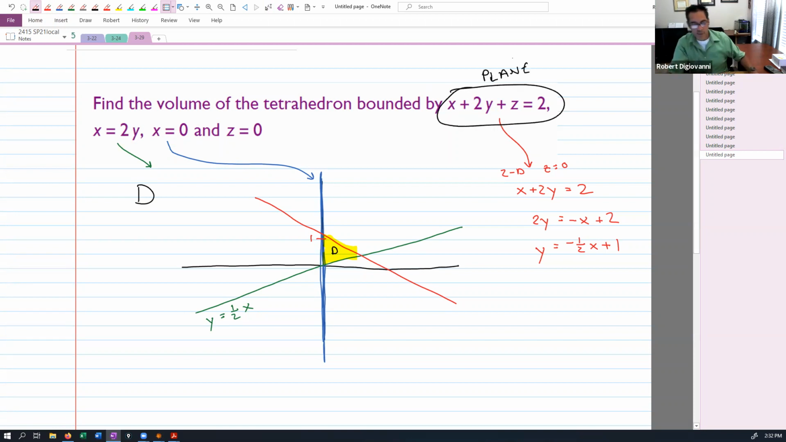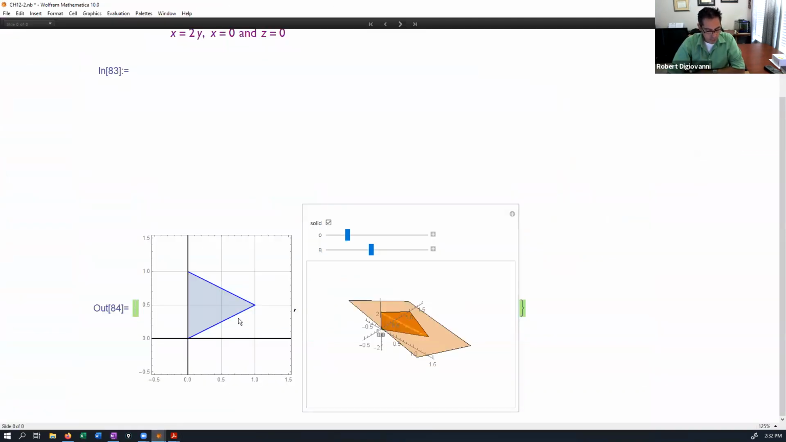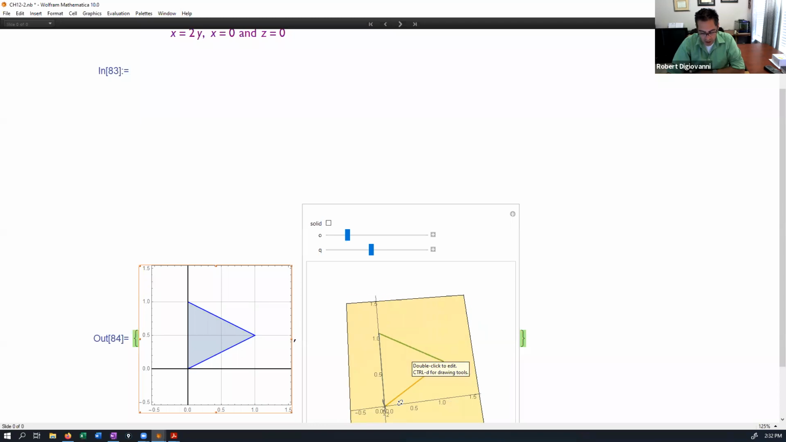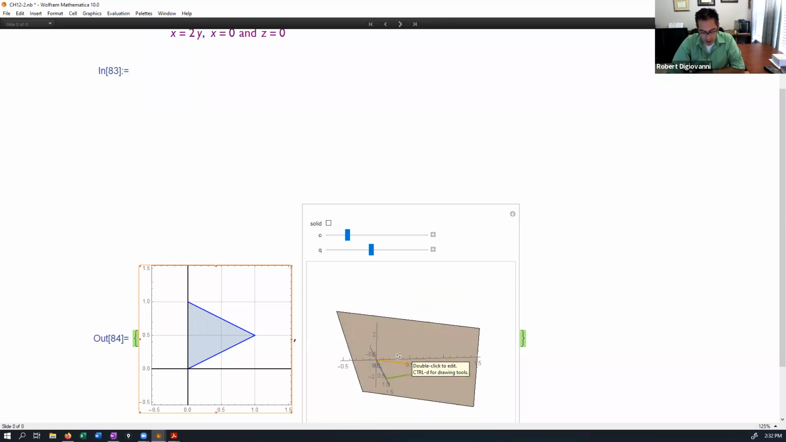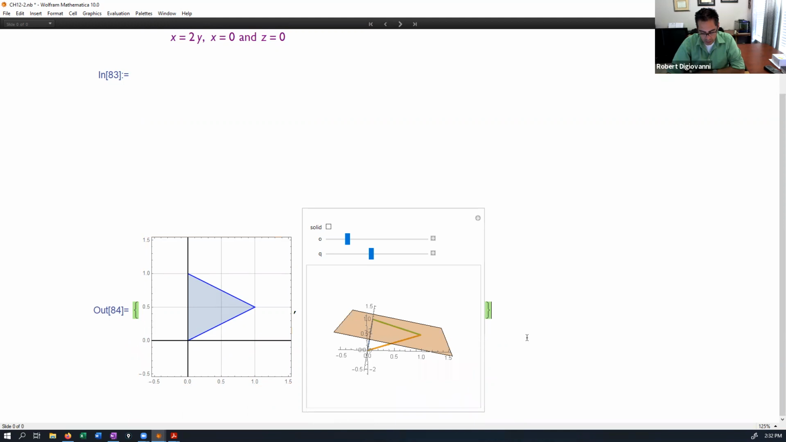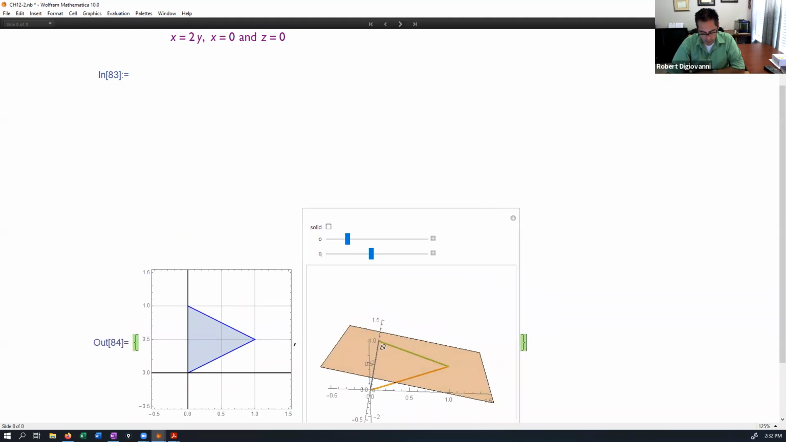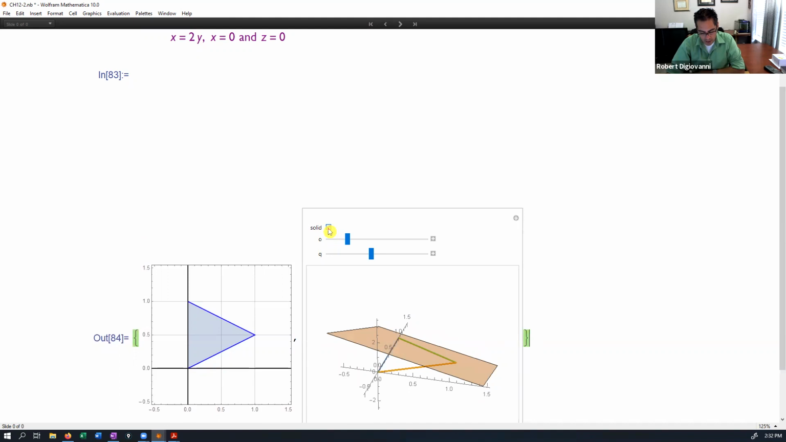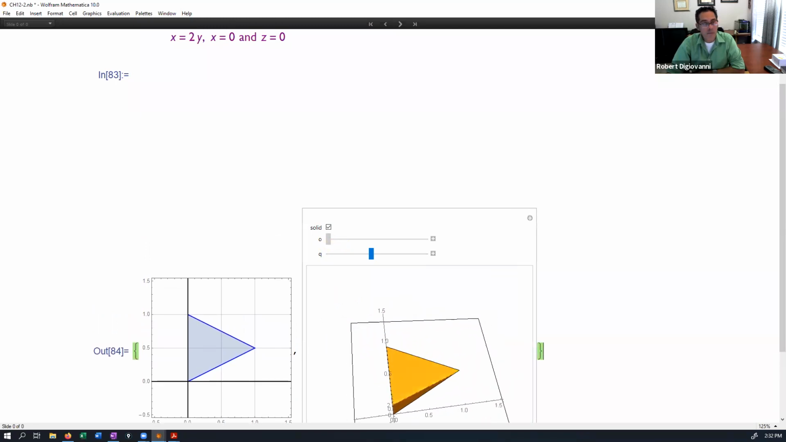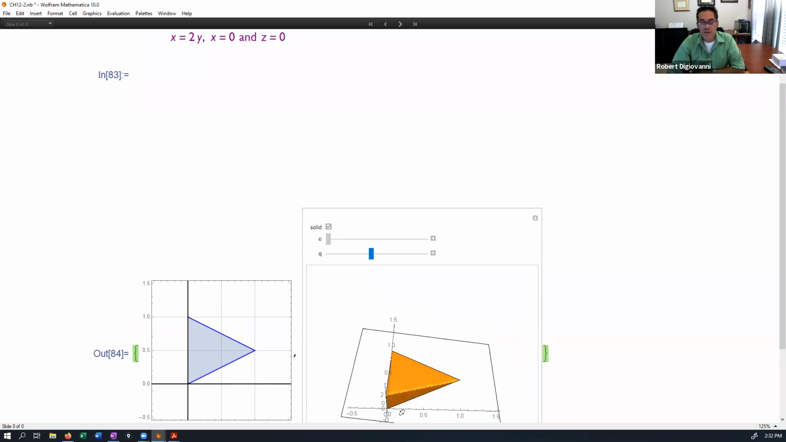So let me take you back to that picture we had to see if this makes sense now. Here's the region in two-dimensional space. Here's that region on the ground. Here's the plane that's above that region. And so the solid we're talking about is the solid below that down to the ground. And then I'm going to pull the plane out of here. There we go. Make sense?